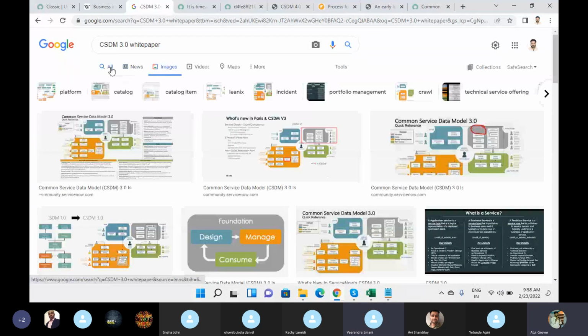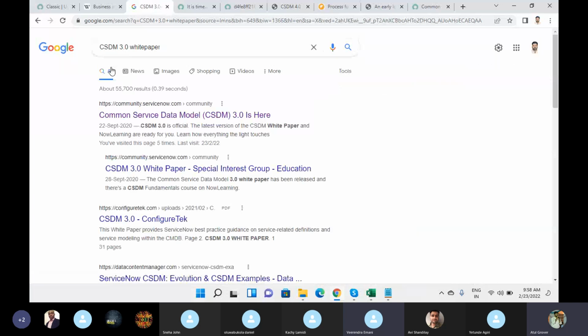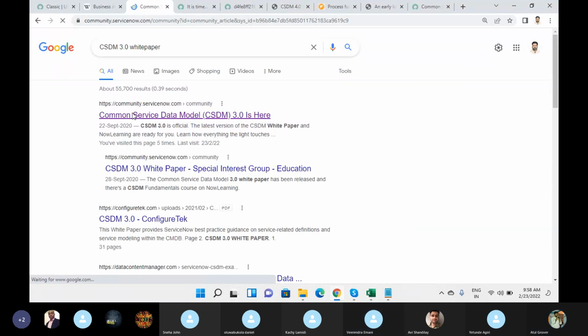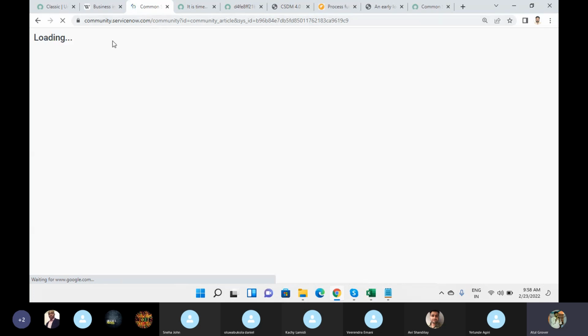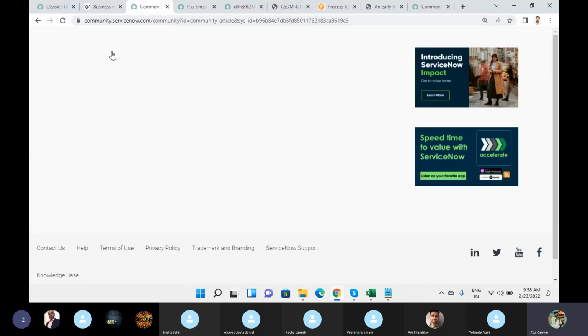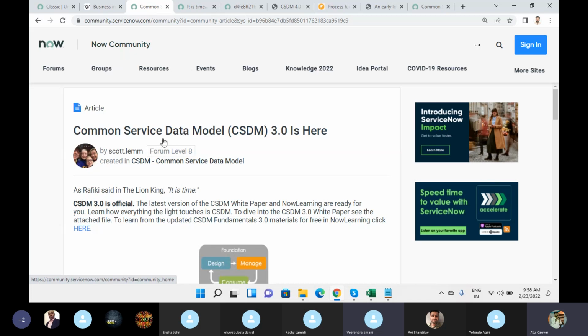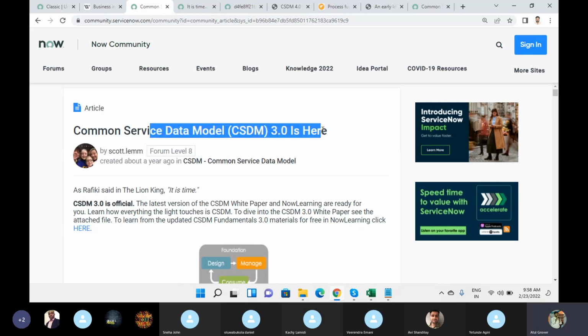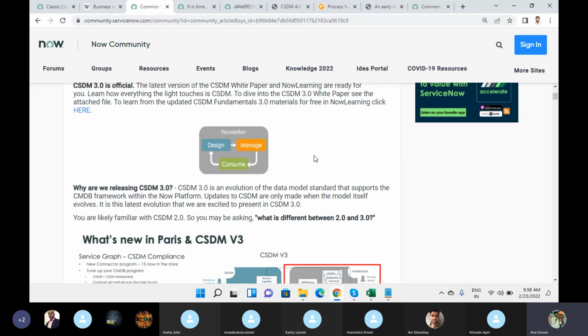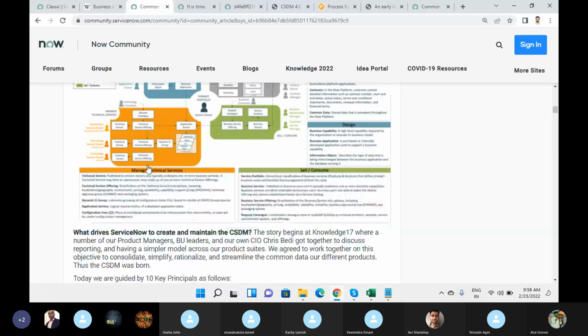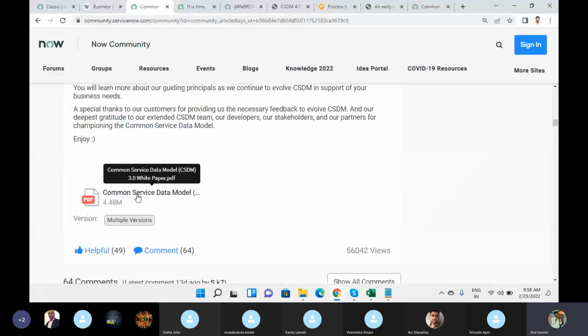Search with the same words, CSDM 3.0. The PDF, you guys can download. Just mention CSDM 3.0 white paper. You will get the direct link of the community here. So it is there. And here is the document available.